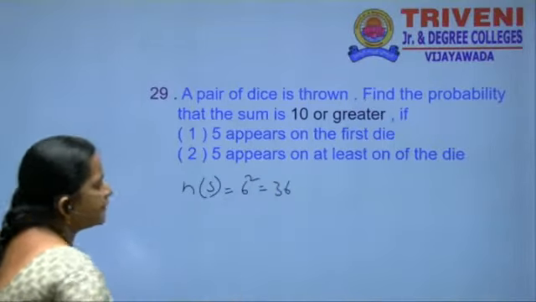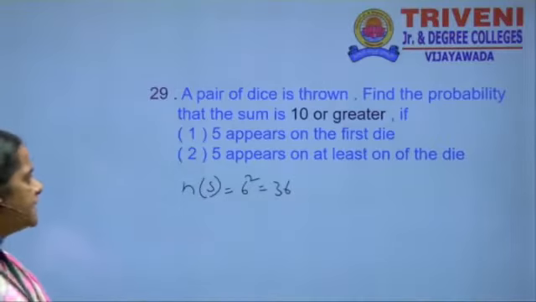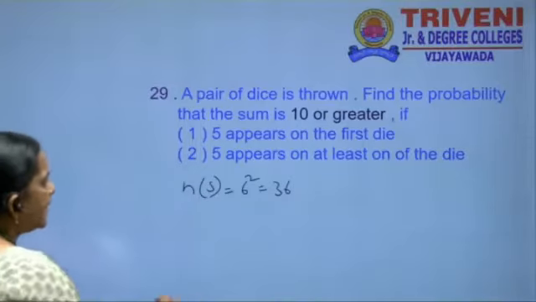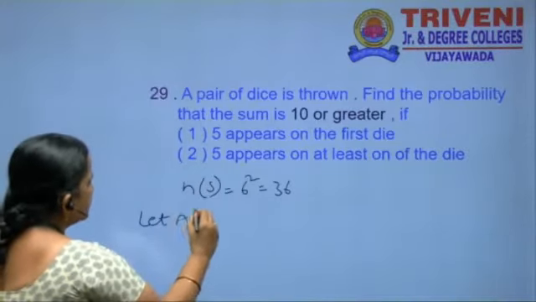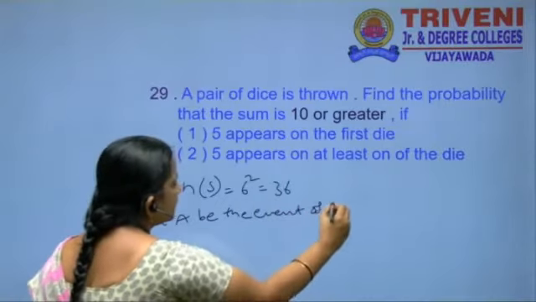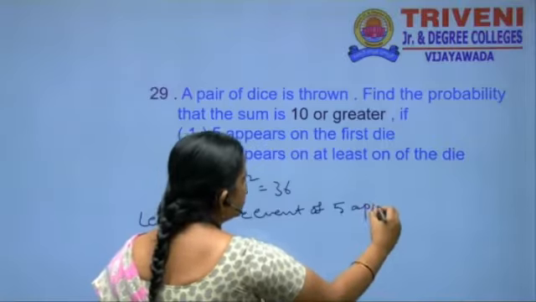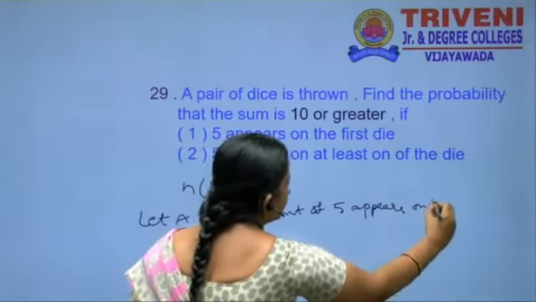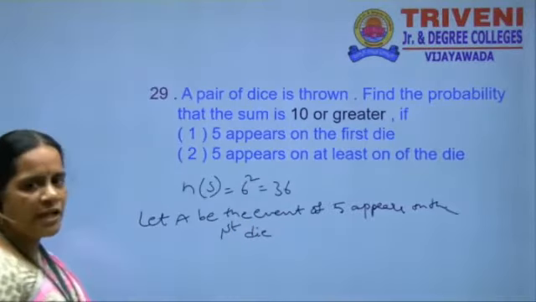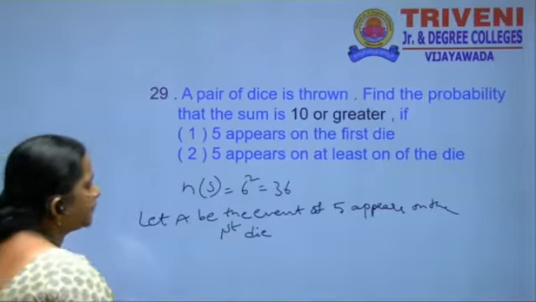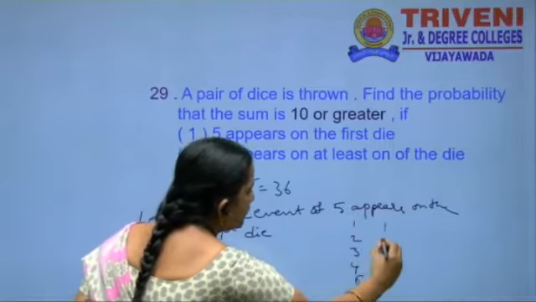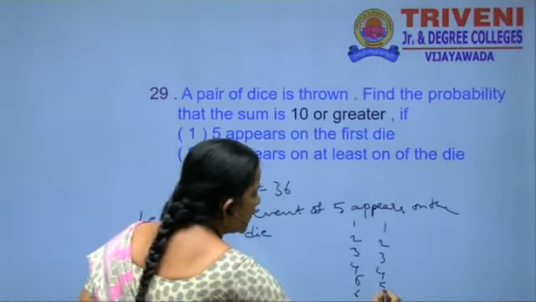How many chances are there? 36. First one is 10 or greater. First bit is 5 appears on the first die. Let A be the event of 5 appears on the first die. That is, the probability of the chances is, what we have to take here? 6 chances. 2 dice. 1, 2, 3, 4, 5, 6.